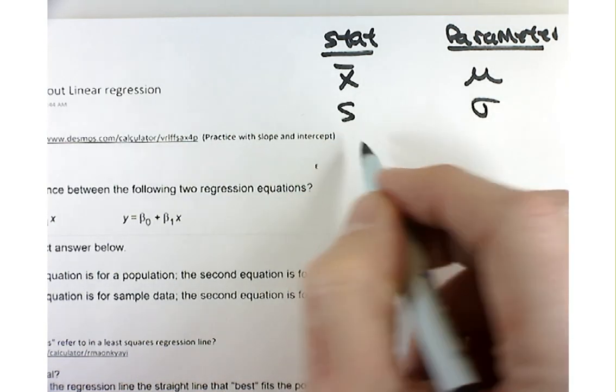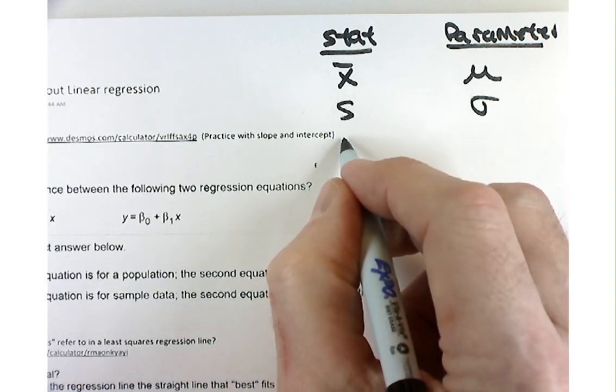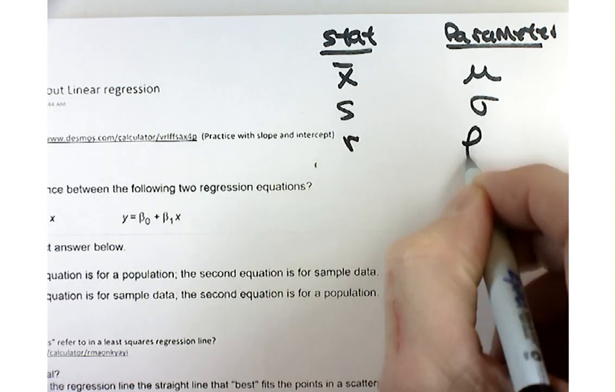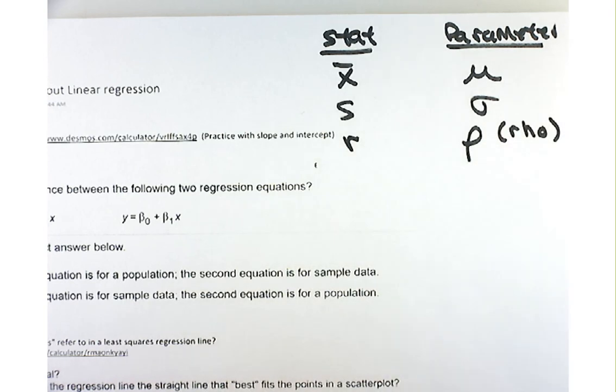We had another one that we introduced just the other day with correlation. What was that? R and rho. Good. R-H-O, rho. And we're going to do one more today.